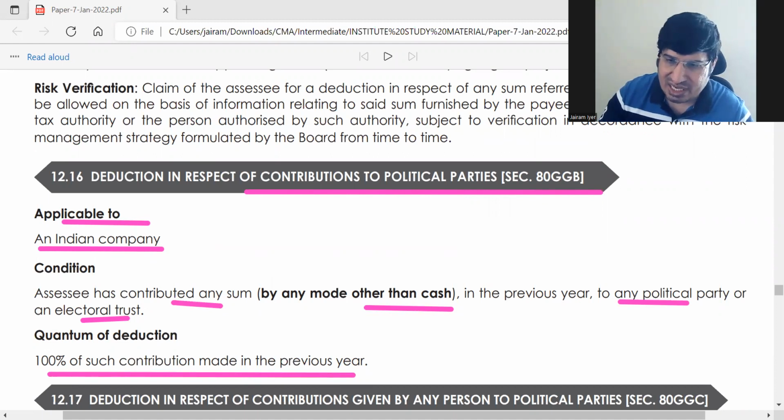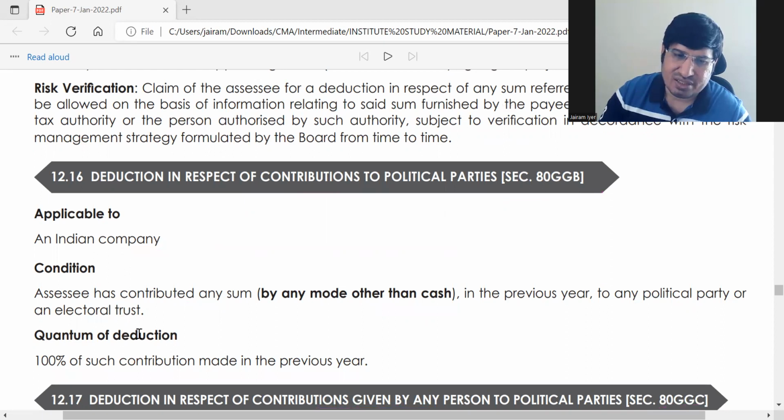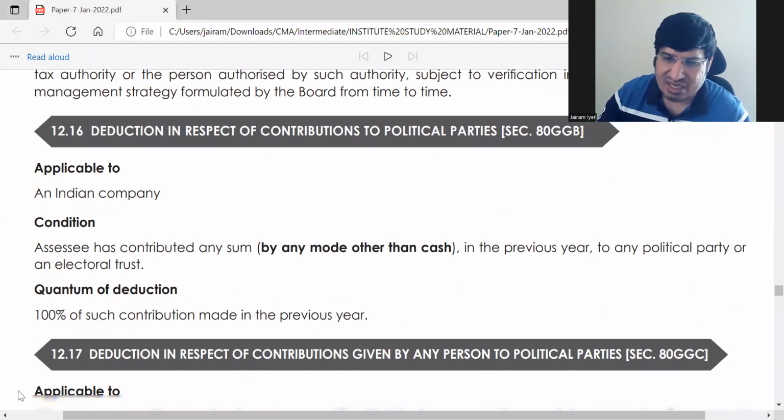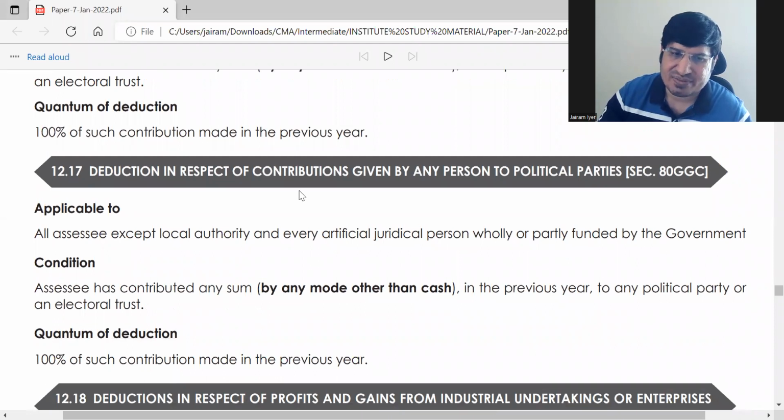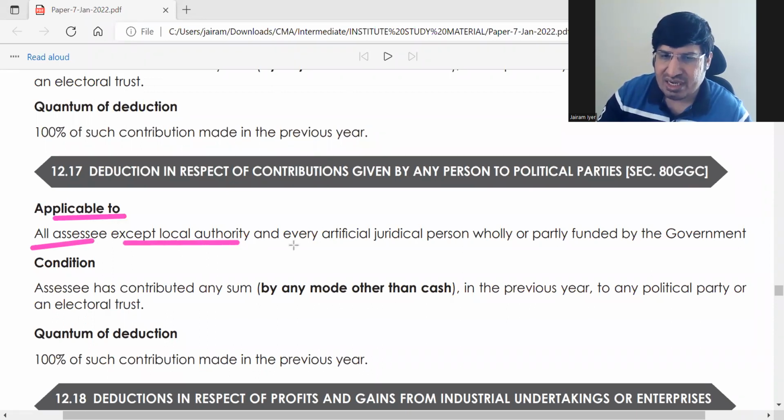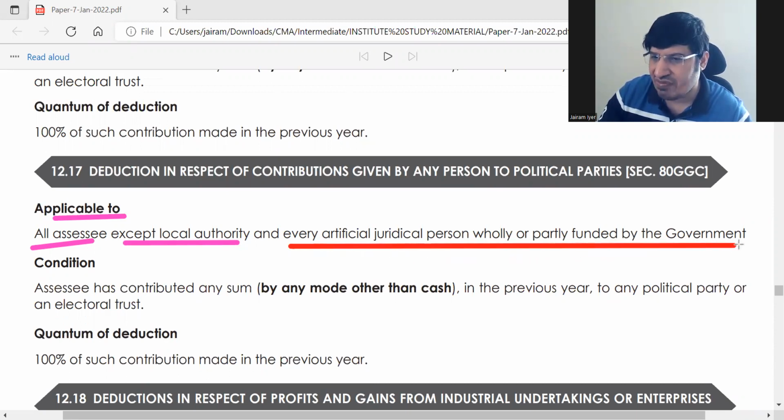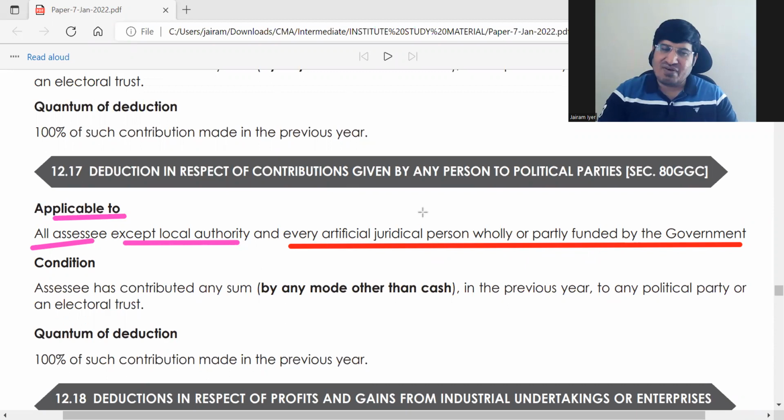And the next one, which is 80GGC, is contribution given by any person to political parties. You know, the previous one is for an Indian company only, right? So this section covers other people also. Again it is the same thing, political donation only. It is applicable to all assessees except a local authority and every artificial juridical person wholly or partly funded by the government. Only these two are exceptions. Apart from this, everyone will get it.